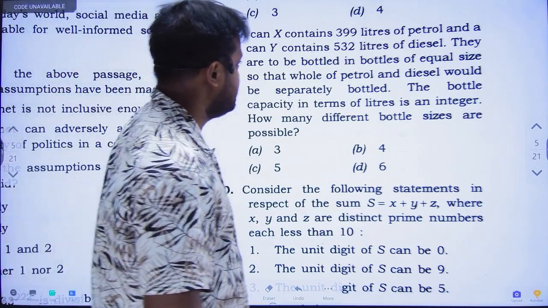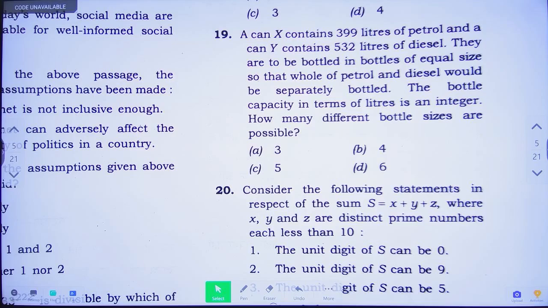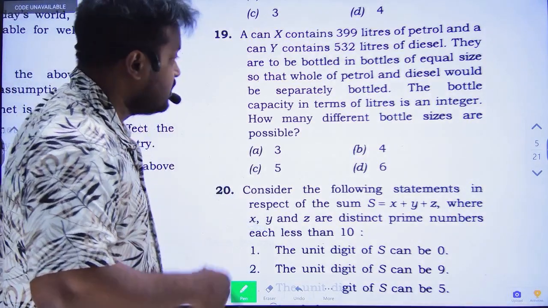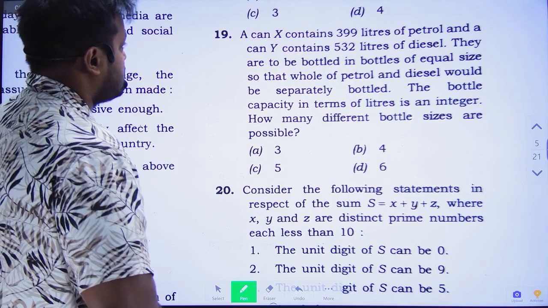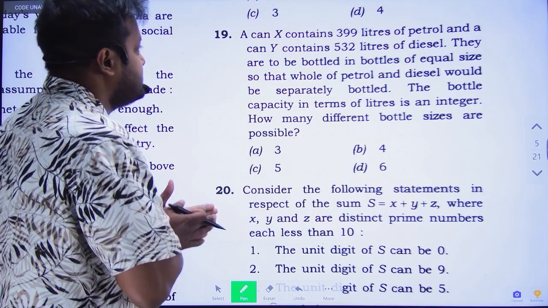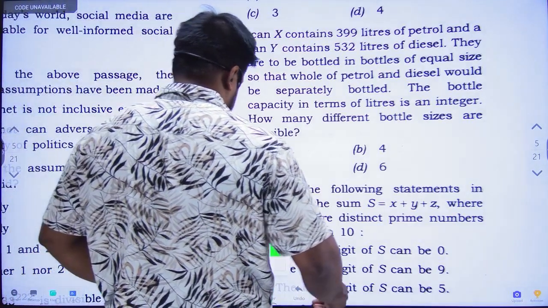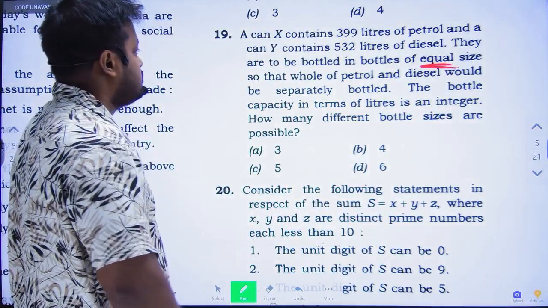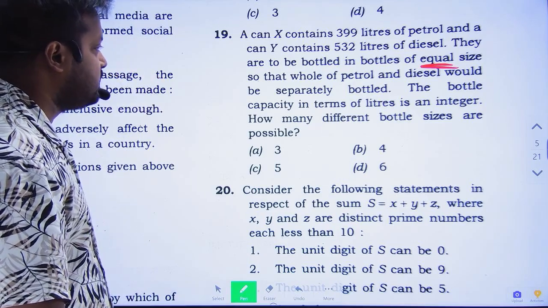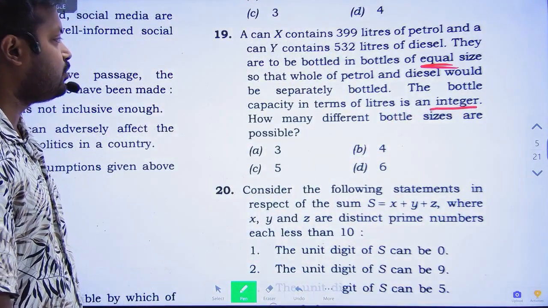Question number 19. Check question number 19. A can X contains 399 liters of petrol and can Y contains 532 liters of diesel. They are to be bottled in bottles of equal size, so that the whole of petrol and diesel would be separately bottled. The bottle capacity in terms of liters is an integer. How many different bottle sizes are possible?